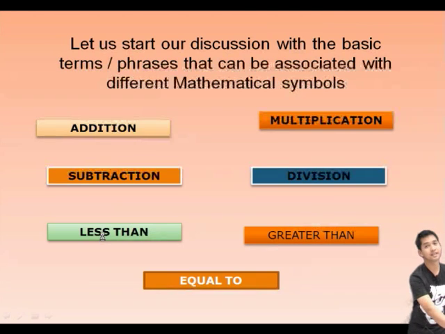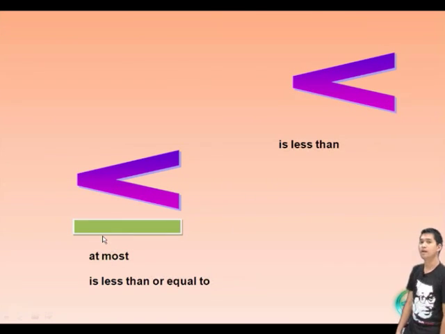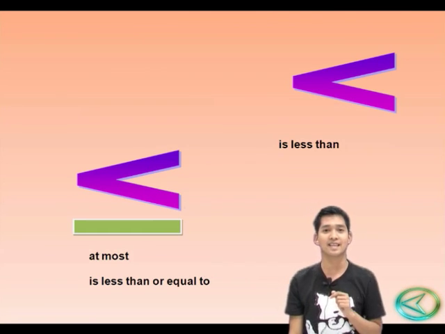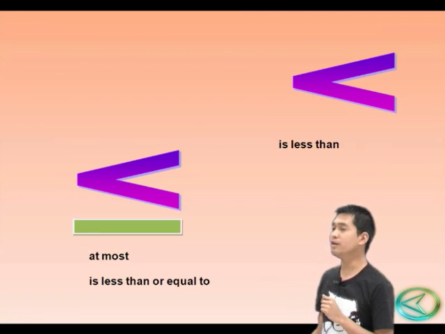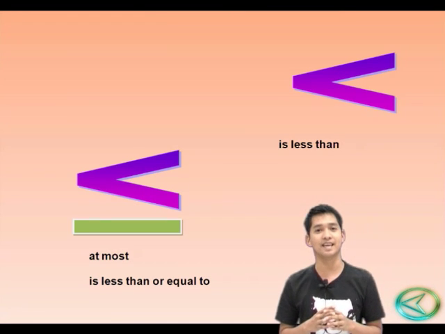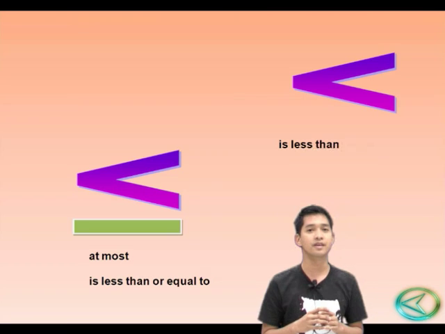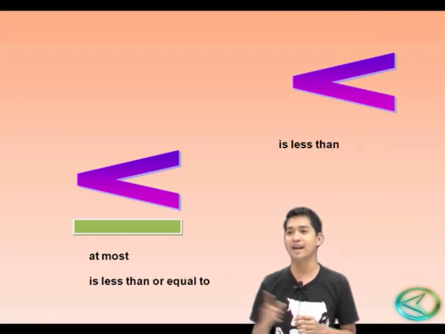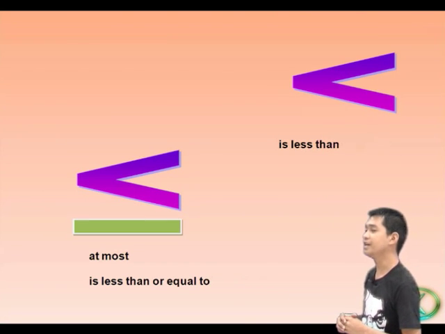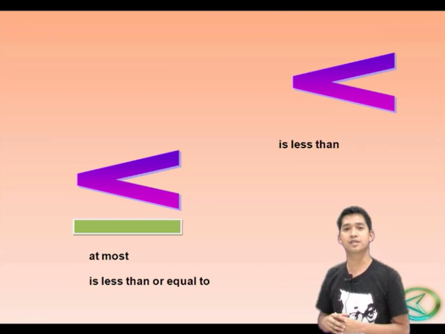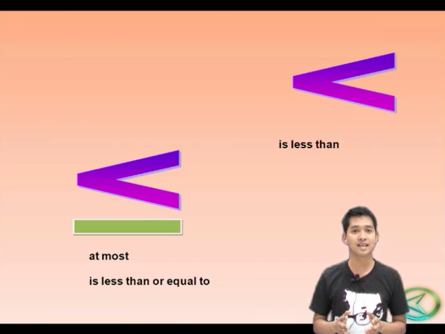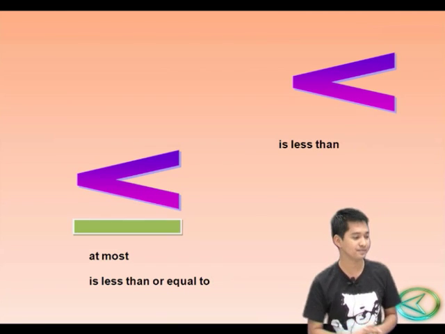Next is the less than. This is the less than symbol. But oops, do not be confused with less than and is less than. You will only use that symbol if the word or phrase is "is less than." Because if you have "less than" alone, then you'll use the minus sign and not this symbol. And we have at most, and is less than or equal to. That symbol denotes that you are comparing two expressions which are less than, or it can also be equal.